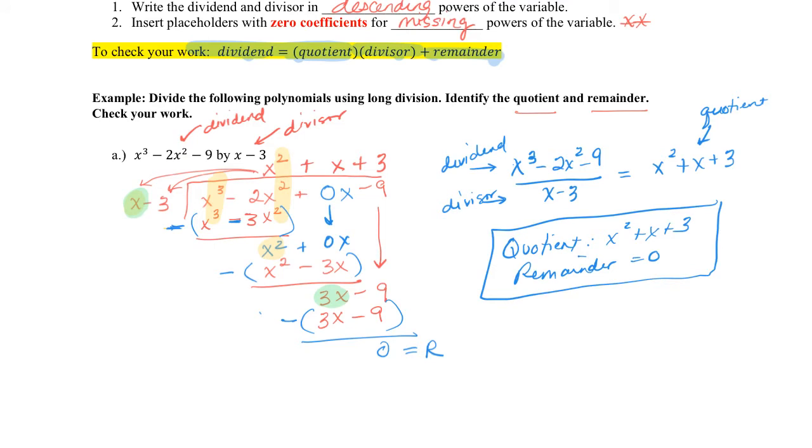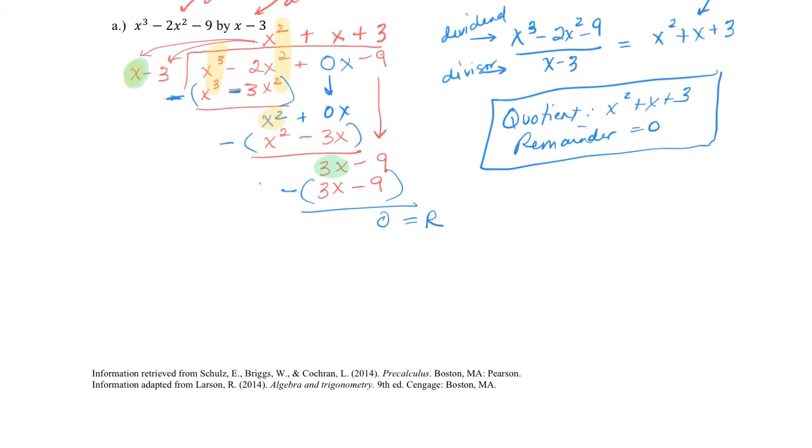Okay, and then we're going to check our work. So to check, to check my work, I know that the quotient times the divisor plus the remainder will equal the dividend. Okay, so using my information from above, my quotient was x squared plus x plus 3 times the divisor was x minus 3, plus the remainder was 0, so I don't have to add anything, will equal the dividend.